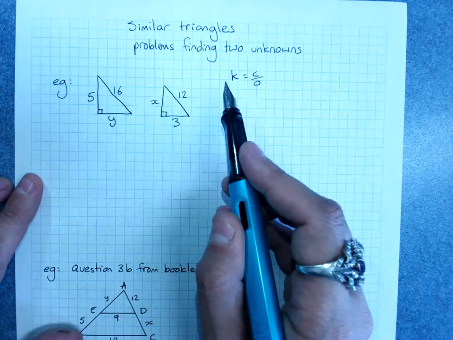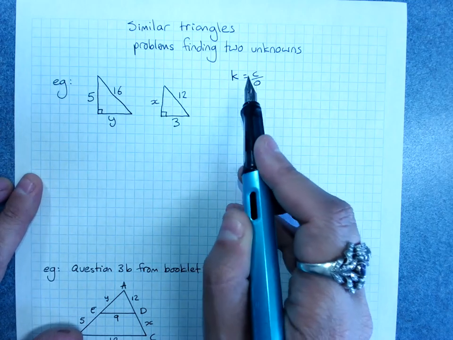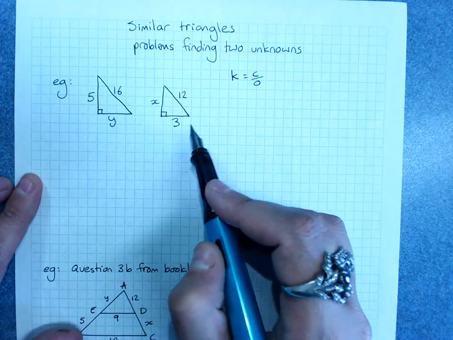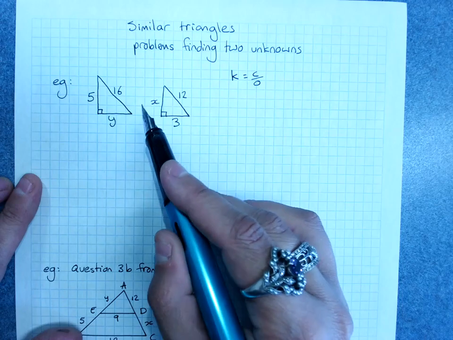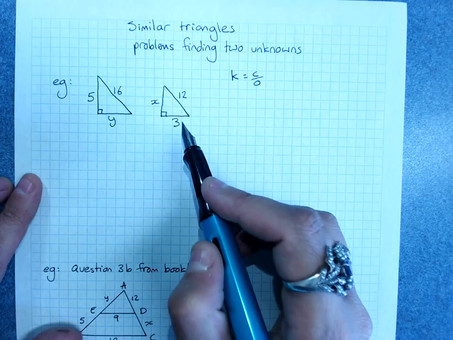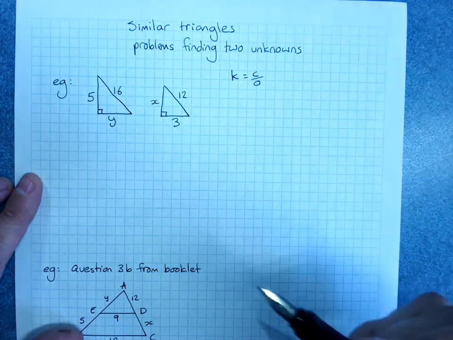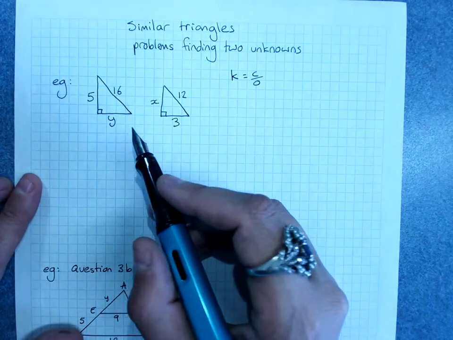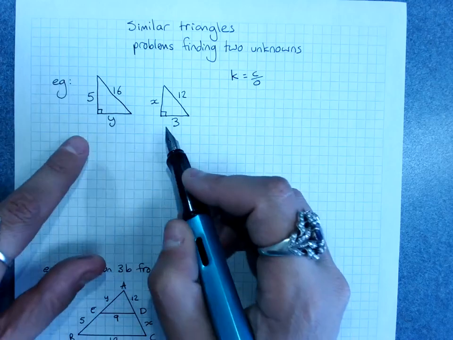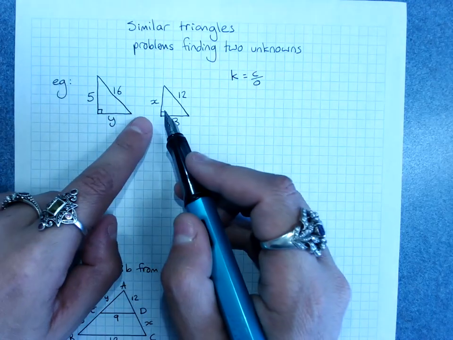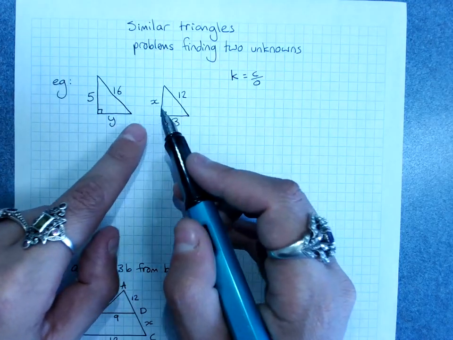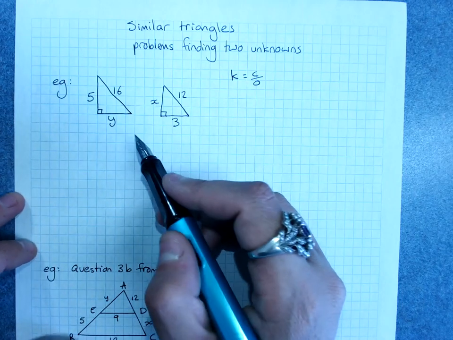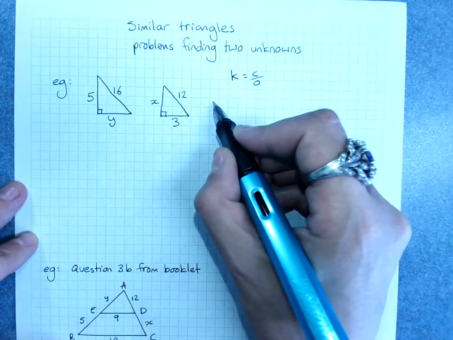The reason that our scale factor is always copy over original, and we always make sure that the shape with the unknown that we're solving for is our copy, is that it makes sure that we can always multiply by the scale factor to get our answer. Some questions have an unknown variable, one on each of the shapes. And actually the most consistent way to solve this is to find the scale factor twice.